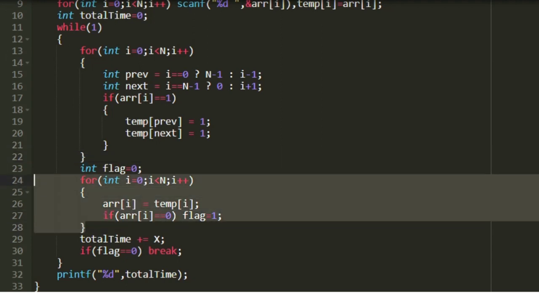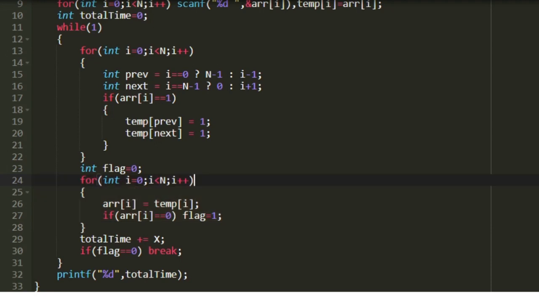So we have to copy it back to our original array. So again I am creating a loop that iterates for n times, and in every iteration we just copy the integer from temp to ARR. So ARR of I is equal to temp of I. So after the execution of the for loop, the integers present in the temporary array would be copied into the original array ARR. And also while copying, we are checking whether any of the integer is equal to 0. If any of the integer is equal to 0, then it means that we have to turn that candle on. But if none of the integers are 0, then it means that all the candles are turned on, so we can break out of our loop.